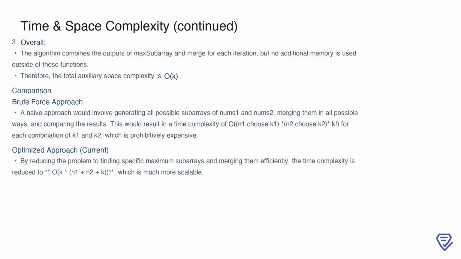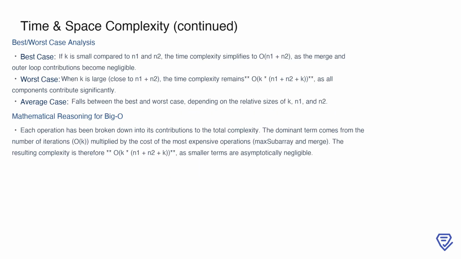To put this into perspective, consider a brute force approach. A naive solution would involve generating all possible subarrays of nums1 and nums2, merging them in every possible way, and comparing the results. This would result in a time complexity of O(C(n1, k1) * C(n2, k2) * k) for each combination of k1 and k2, which is computationally infeasible. The optimized approach we are using avoids this by focusing on finding specific maximum subarrays and merging them efficiently. This brings the time complexity down to O(k * (n1 + n2 + k)), making it far more practical for larger inputs.